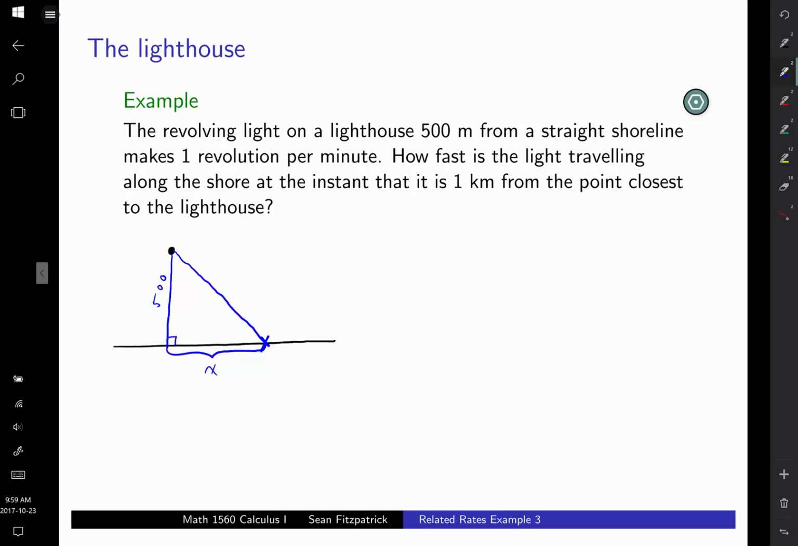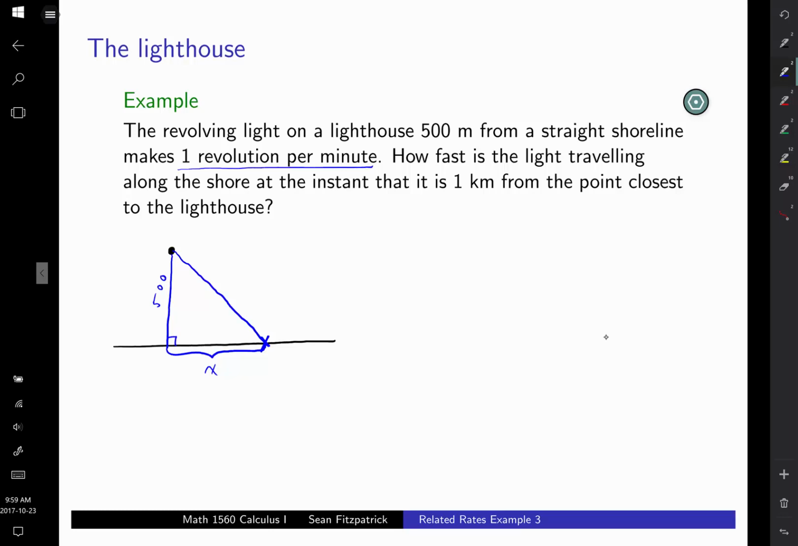Alright, but right now we only have one variable, right? What's our other variable going to be? What's the other information that we're given? 1 revolution per minute. Revolutions per minute, what kind of quantities are involved there? Here's where you have to really think about this. Not everything is always spelled out for you. What is changing when you're dealing with revolutions? What's changing is an angle.